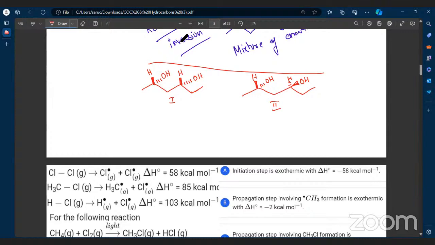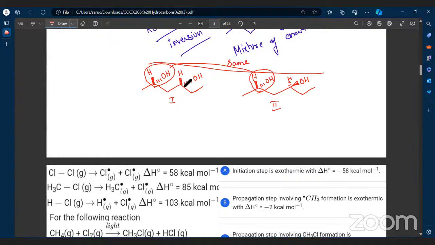Just put it in the chat box whether they are enantiomers or diastereomers. What you have to look into is the configuration. Here, the hydrogen has the wedge bond. Here too, the hydrogen has the wedge bond. So both will have the same configuration.